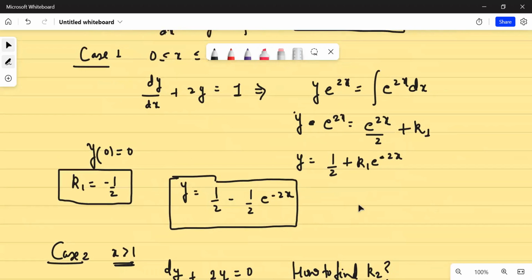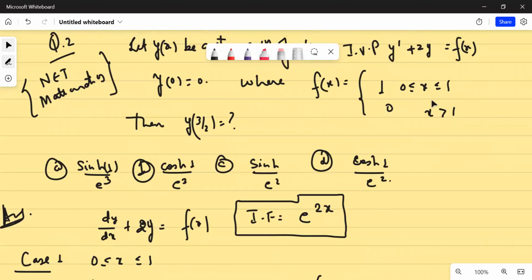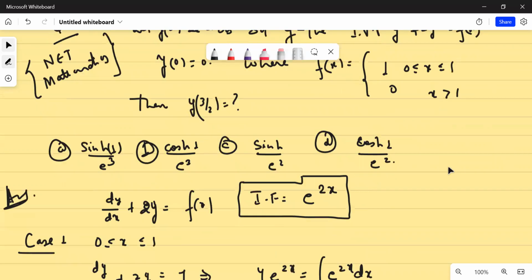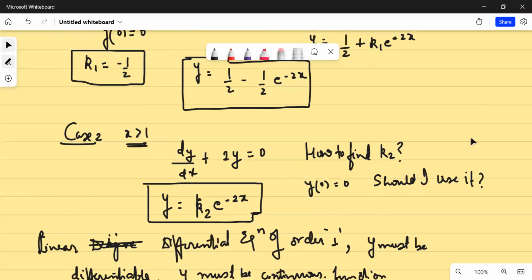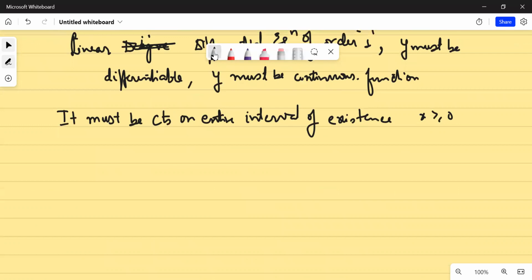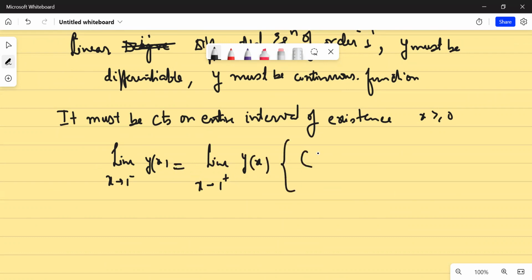But where you may think that a problem may arise is at the boundary where you're separating the definitions of the function f of x. Since this is continuous everywhere, I'll say that limit x tends to 1 minus y of x should be equal to limit x tends to 1 plus y of x. That is, my function y of x must be continuous at x equal to 1. So I'm using the continuity of y of x at x equal to 1.